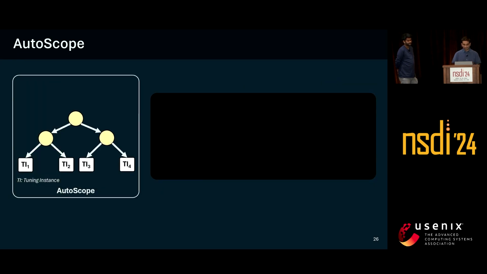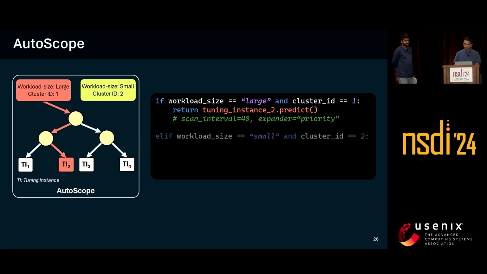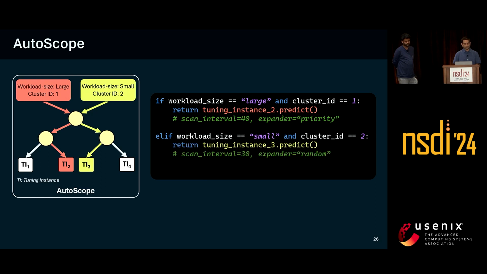Let's look at a simplified representation of the algorithm. On the right-hand side, we also show the code equivalent of the scoping model learned by the algorithm internally. Let's say there is an incoming workload, which is a large workload and will be assigned to cluster 1. The algorithm uses this information to find the tuning instance best suited for tuning parameters for this context, in this case tuning instance 2. If another workload arrives, say with a different context, the algorithm finds the best suited tuning instance for it, which in this case is different from the tuning instance chosen for the previous context.